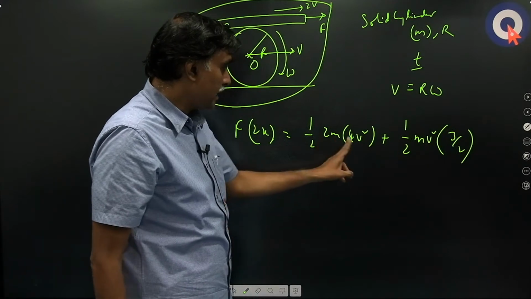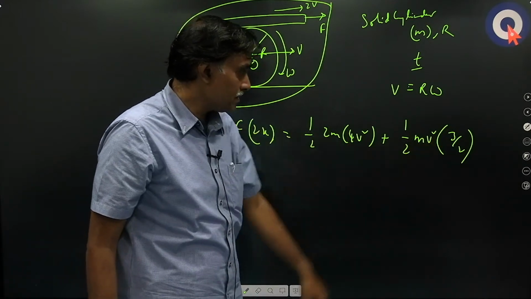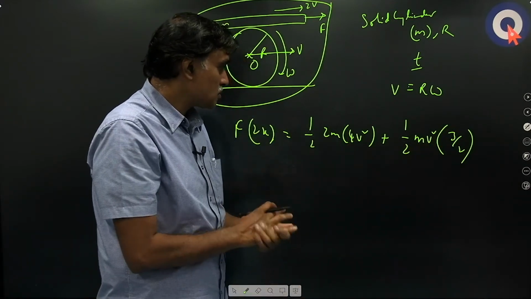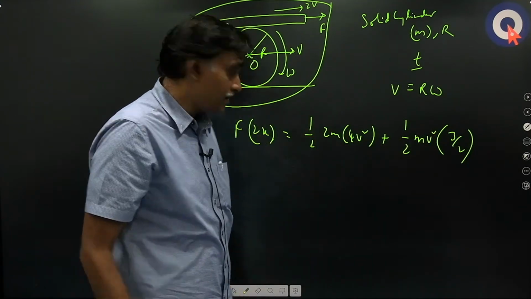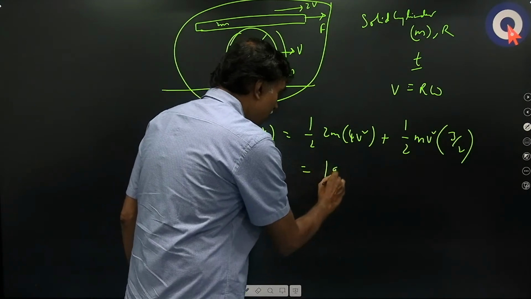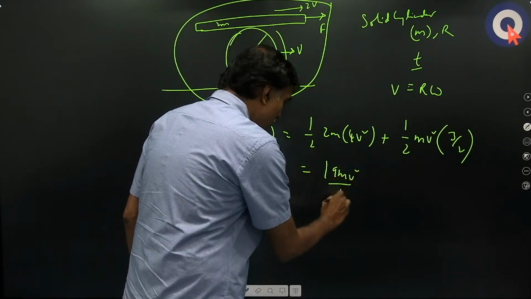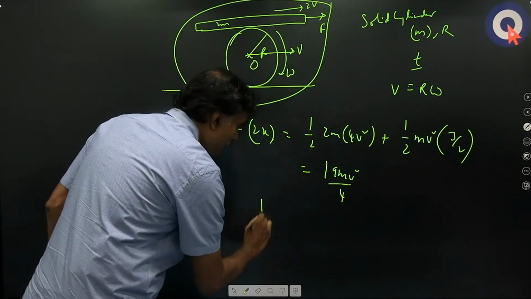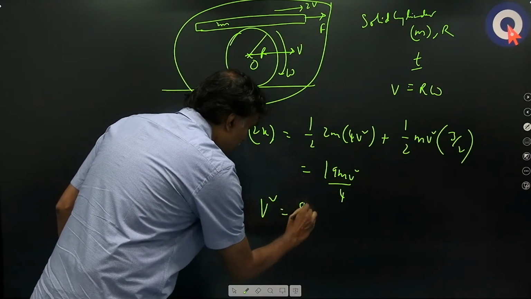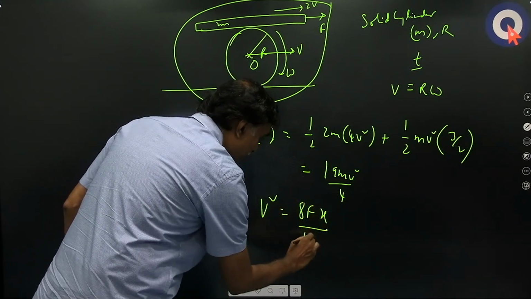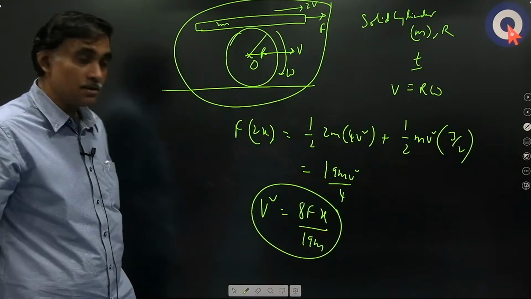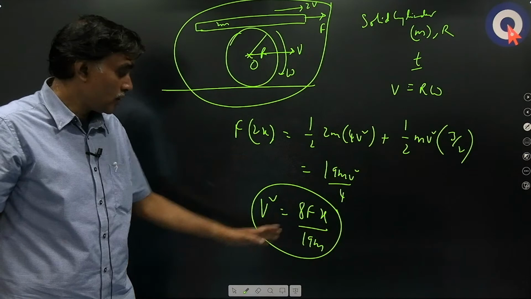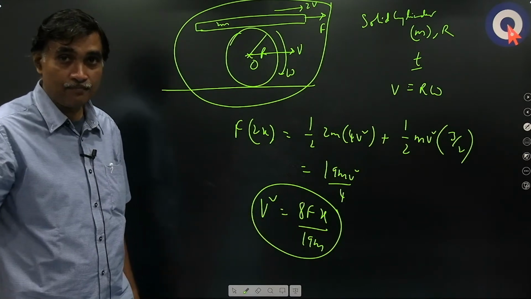So what do you get? 8 plus 3. So into 2 by 2, if I do 16, I will get 16 plus 3, 19. 19 mv square by 4. So what is v square? 8fx by 19m. So once again, if I compare this with v square equal to 2as, what is acceleration? 4f by 19m. Okay.